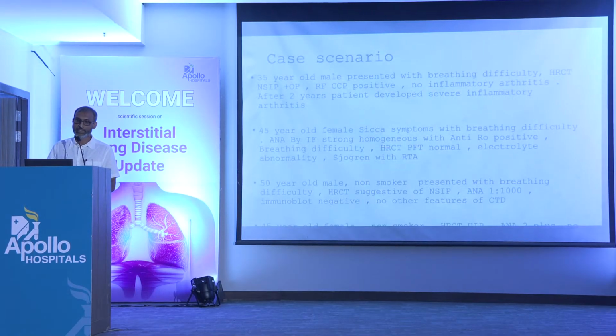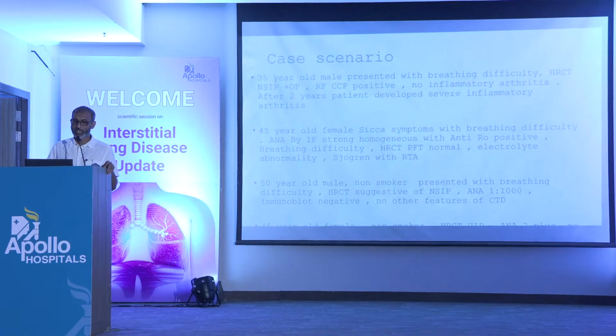Now coming to the case scenario: a 35-year-old male presented with breathing difficulty, HRCT NSIP plus OP, rheumatoid factor and anti-CCP positive, no inflammatory arthritis to start with. After 2 years, the patient developed severe inflammatory arthritis.